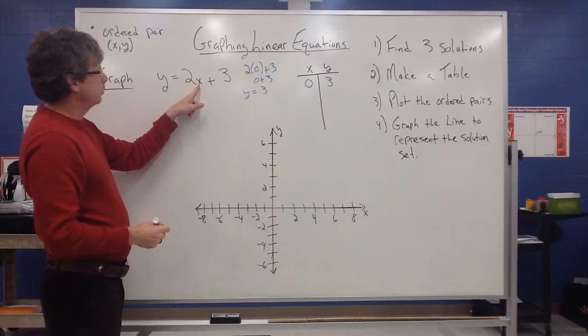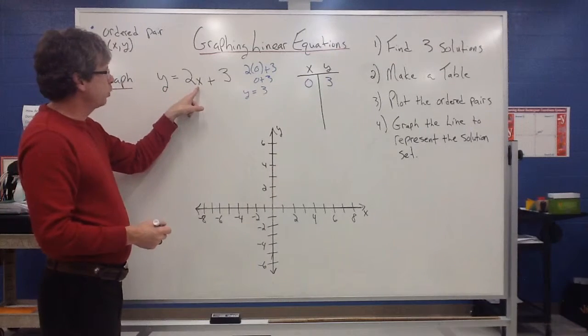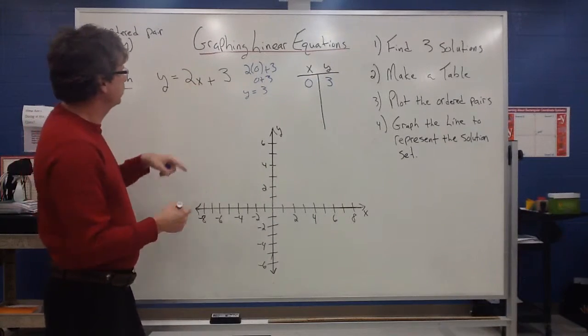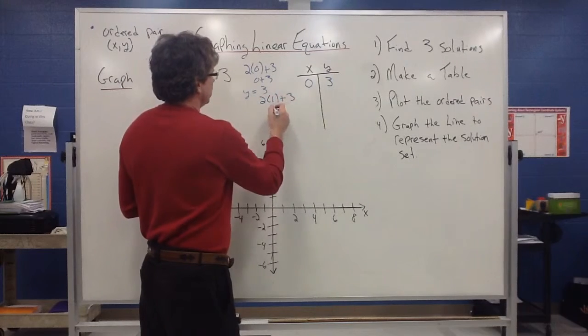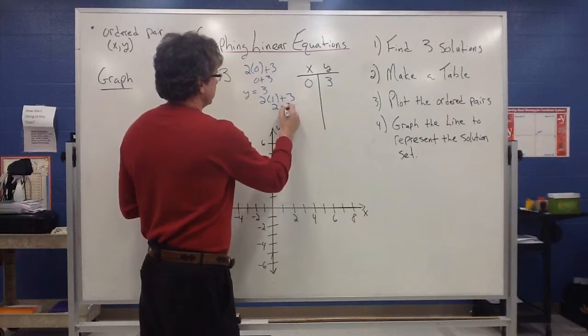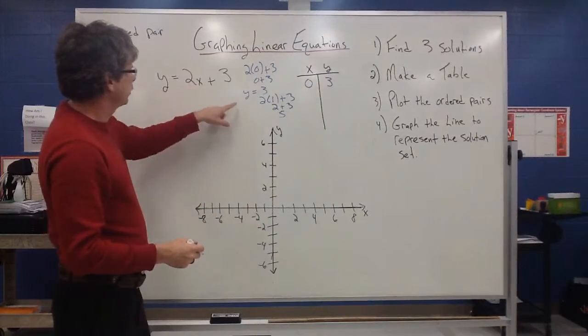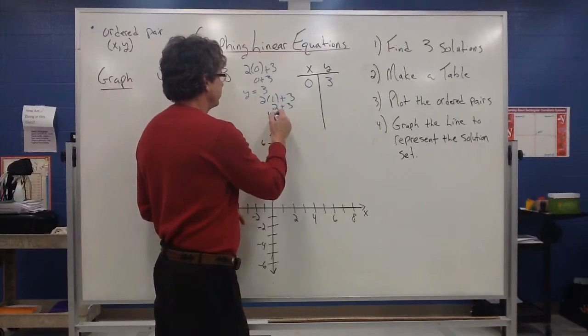Again, I could probably easily pick 1. Again, y is going to depend on what I pick for x. And if I just pick 1 for x, that solution is also pretty easy to find. So 2 times 1 plus 3. So that's going to be 2 plus 3, which in turn gives me a 5. So if I pick x to be a 1, then y would equal 5.